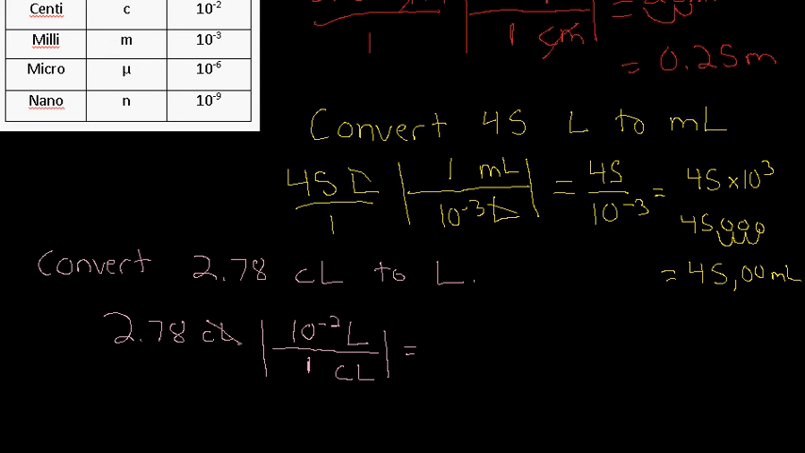Again, I can see how my centiliters cancel out. Multiplying and dividing by the same thing is going to disappear. So I end up with 2.78 times 10 to the negative second liters. When I have a negative exponent, it tells me to move it 2 places to the left. So this becomes 0.0278 liters. And we can see how 2.78 centiliters is 0.0278 liters.